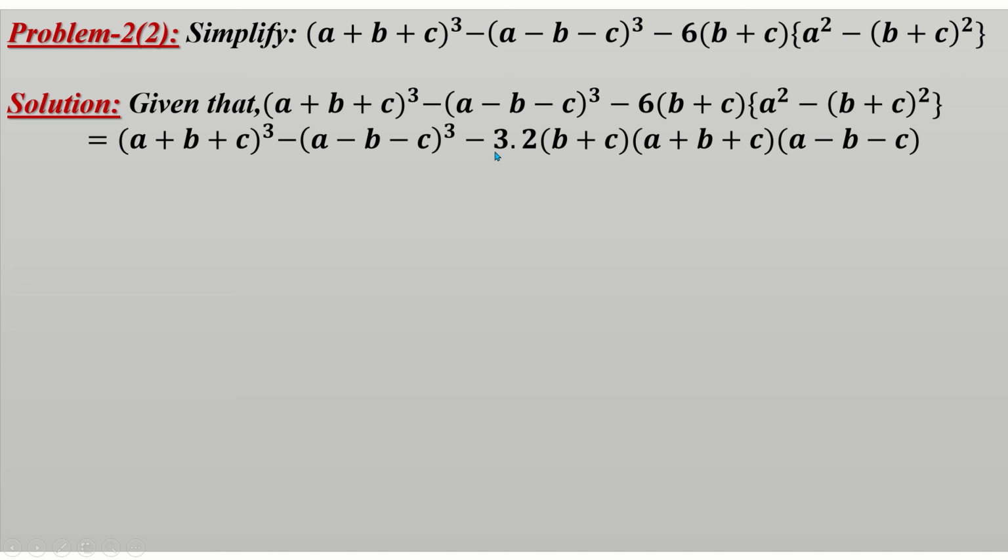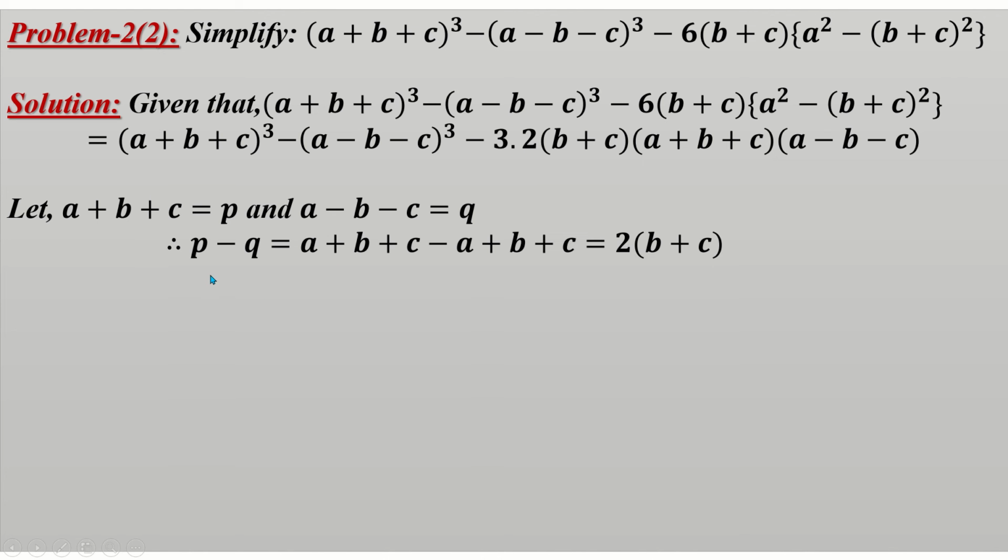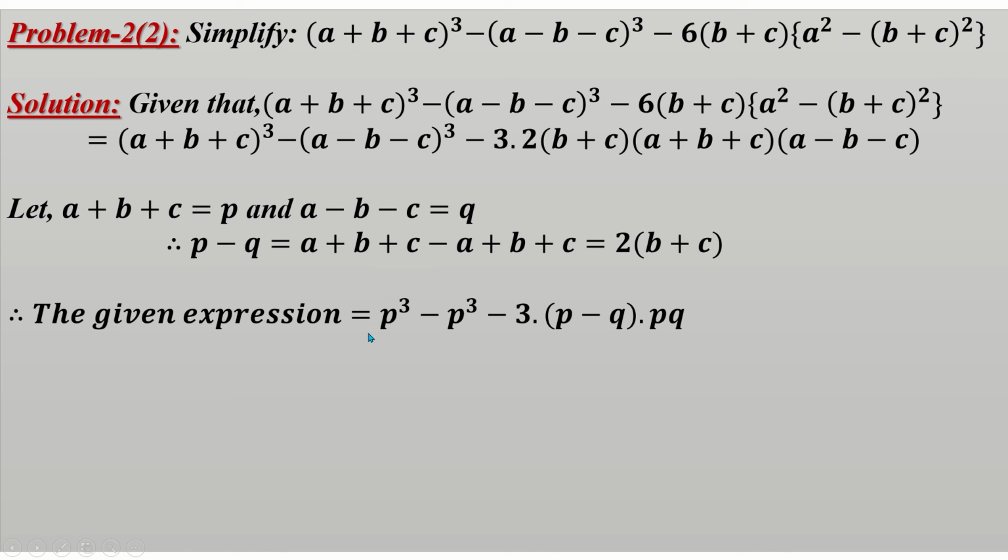Here 6 we can write as 3 into 2 into (b+c), and this equals (a+b+c) as one term and (a-b-c) as the other. Now let this one equal p and this part equal q. Therefore p - q equals (a+b+c) - (a-b-c). Now a cancels, and here will be 2(b+c). Therefore the given expression equals p^3 - q^3 - 3pq(p - q).